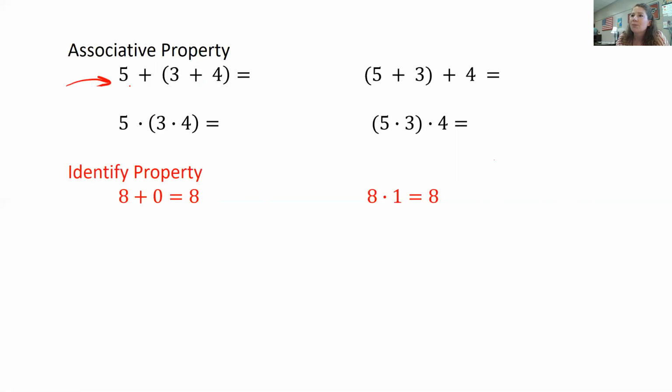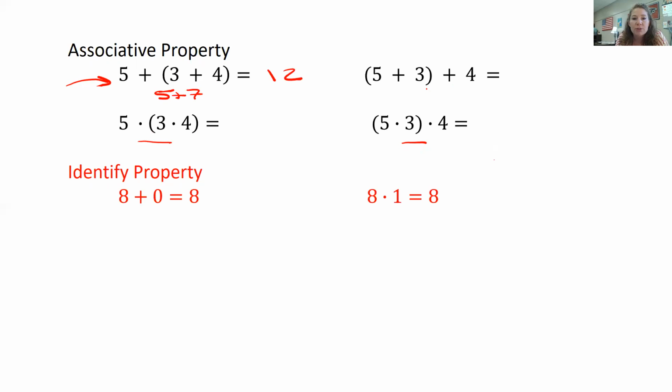Now notice for both of these addition problems, the order of the numbers has not changed at all. Even with these multiplication problems, the order of the numbers is not changing. The only thing that's changing is the grouping. Your associates are the group that you hang out with, right? So order of operations tells us to add our parentheses first. So 3 plus 4 is 7, and 5 plus 7 is 12.